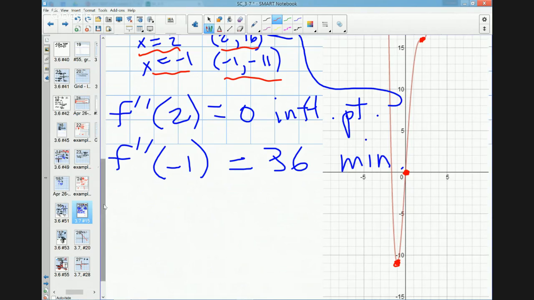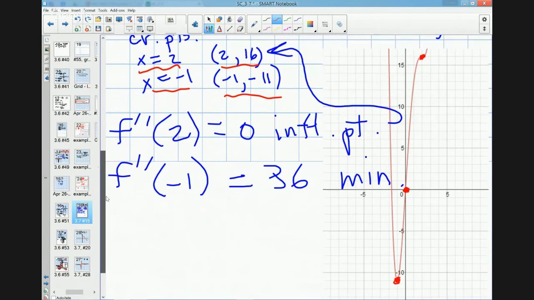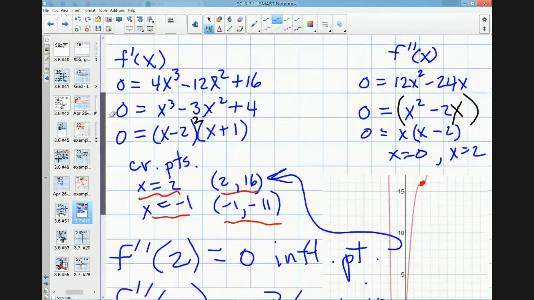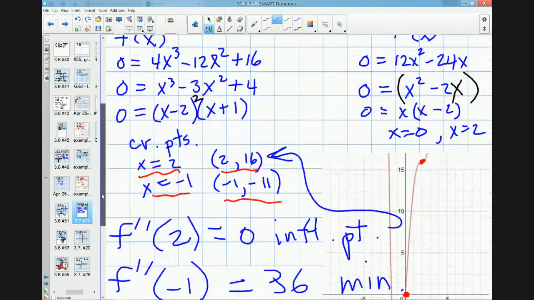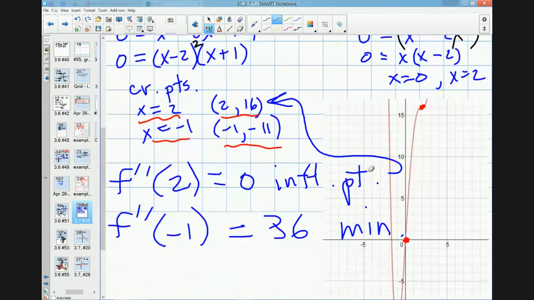And then we found the second derivative. What's the second derivative at 2? That's this point up here. Well, if you calculate it out, here's the second derivative. If you plug in a 2, you get 48 minus 48, which is 0. Aha! So now we know this point right here is an inflection point. So sure enough, do you see how the graph is changing? It's making a turn there.